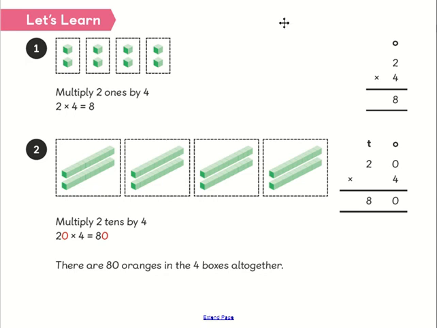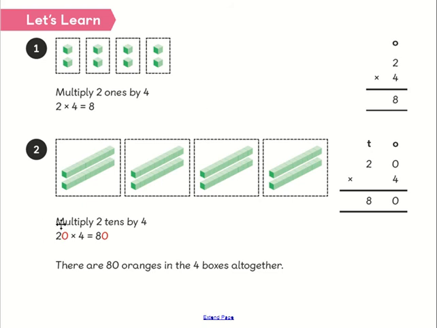Okay, so here we're shown how to work it out. So what they're saying we should be doing is multiplying two ones by 4. So these blocks here represent 1. So I've got 2, 4, 6, 8. That's what we worked out as well. 2 times 4 equals 8. Remember, this is the ones column.